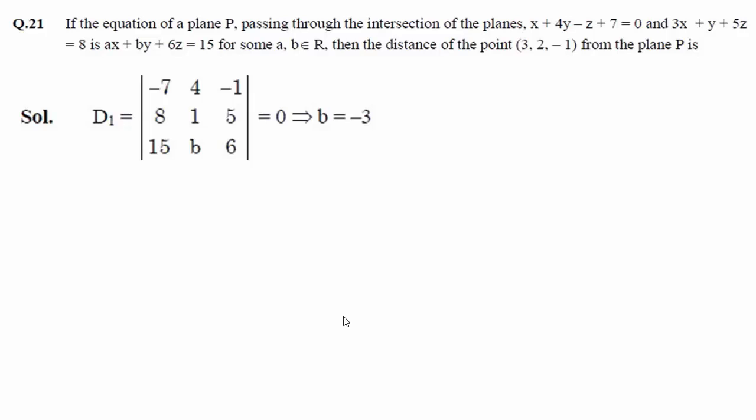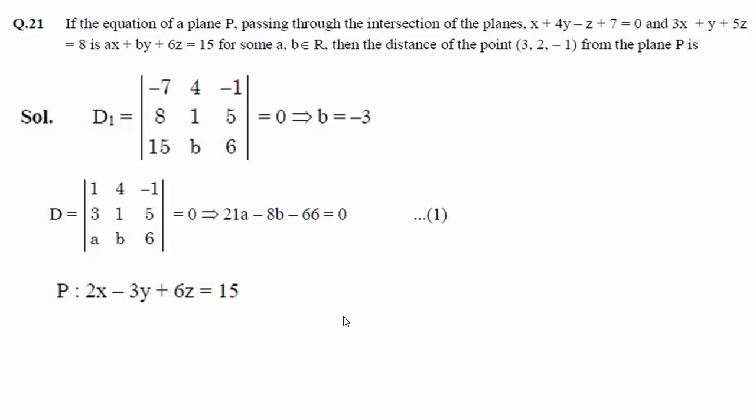Solution: the determinant with rows (1, 4, -1, 7), (3, 1, 5, 8), and (a, b, 6, 15) is equal to 0. This implies that b equals -3. Similarly, the determinant with rows (1, 4, -1), (3, 1, 5), (a, b, 6) is equal to 0. This implies 21a - 8b - 66 = 0. So P is 2x - 3y + 6z = 15.